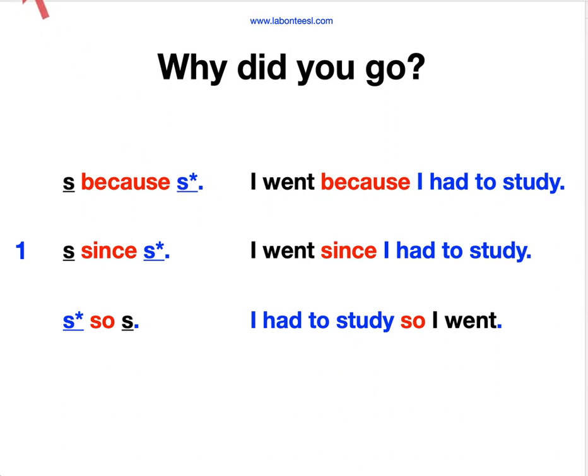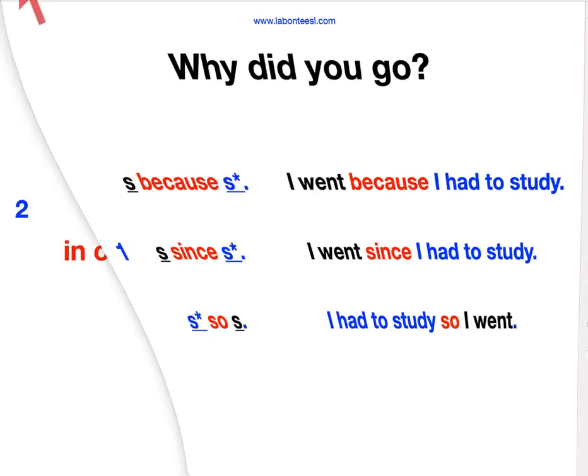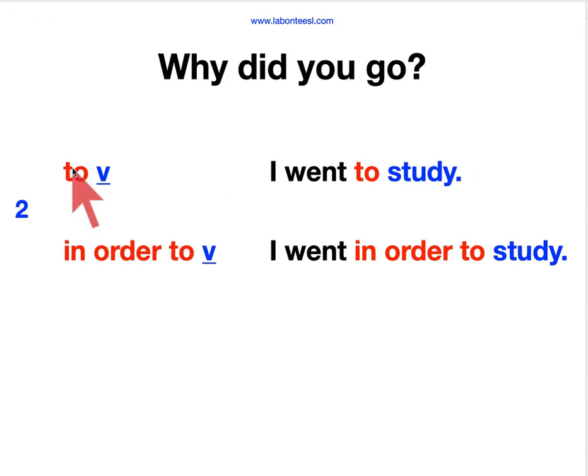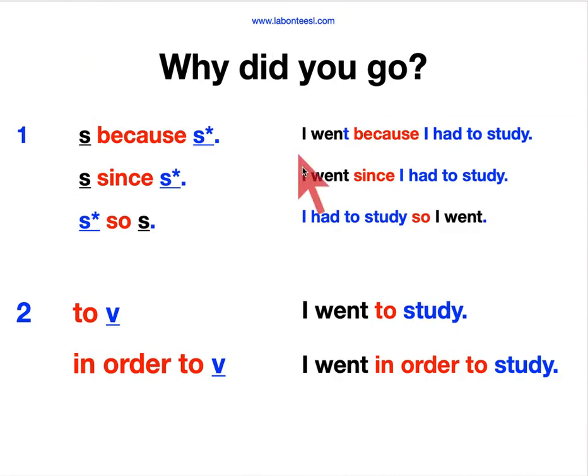The second variation of patterns with this is with the simple to in the verb or in order to in the verb. Why did you go? I went to study. I went in order to study. So here we have answers to the same question using the first and the second.